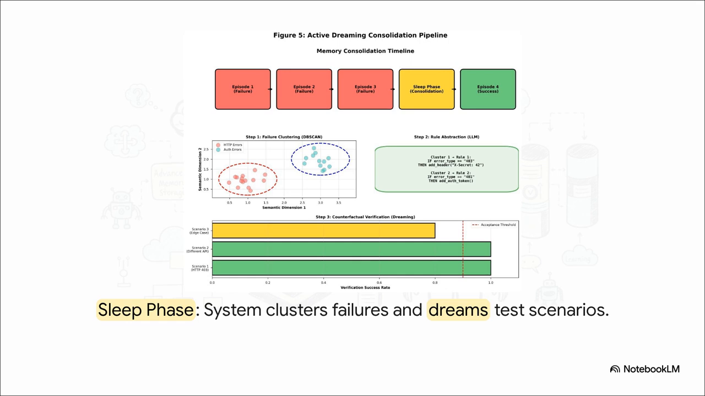The system takes all those raw failures from the day, clusters them together, and abstracts a brand new rule. Then, incredibly, it literally dreams up counterfactual test scenarios in a secure sandbox to verify these new procedural rules. It basically asks itself, hey, would this rule work in a slightly different scenario? If yes, it gets stored as verified semantic knowledge. This is exactly how you enable true lifelong learning in an AI.